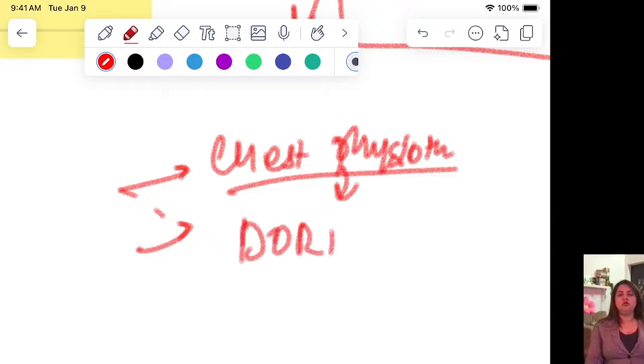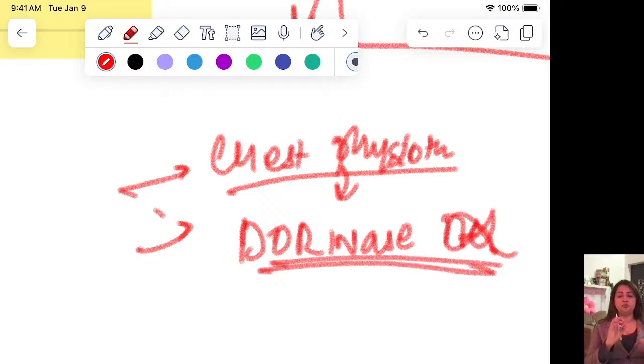Then we also have a drug known as Dornase alpha. So that's a DNase that's going to break the bonds in the secretions and ultimately help the patient symptomatically also. Okay, so that's very important.